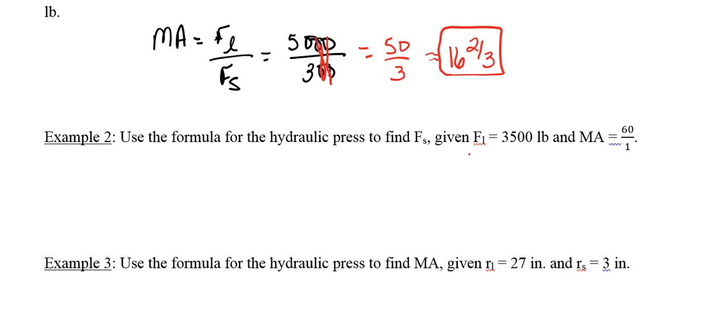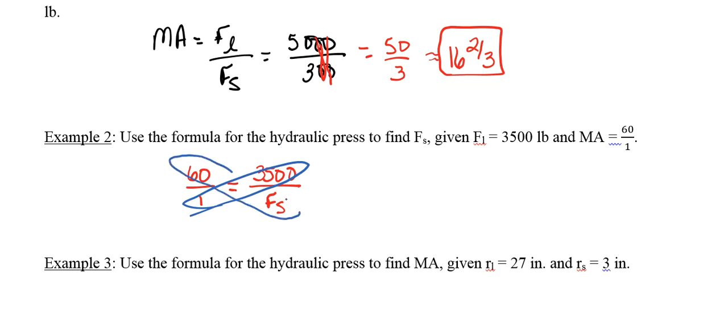So this one, again, gives me FL, but now I'm looking for FS, and they give us the mechanical advantage. So this MA first part will be 60 over 1. My FL is 3,500, and I'm looking for FS. So I end up with this proportion that I have to solve. I solve it just like I have been. So 60 FS would equal 1 times 3,500, which is 3,500. Divide that by 60. And the force from my small object is 58 1/3 pounds.